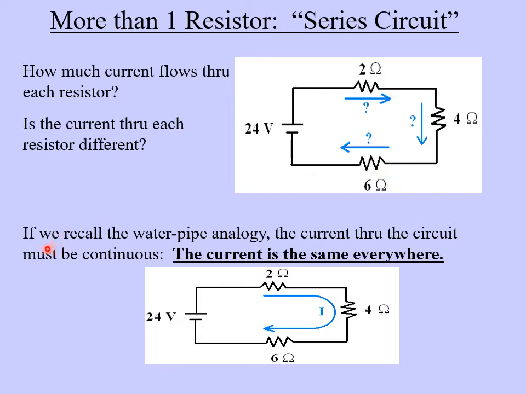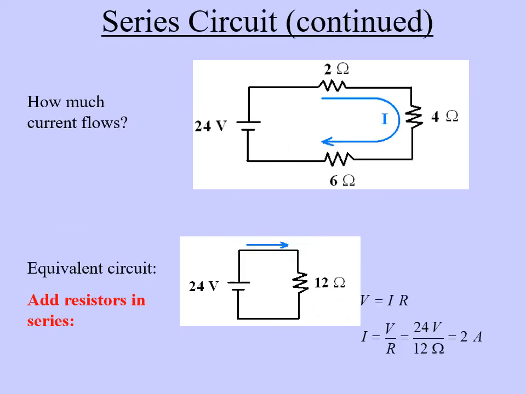Now, if we recall and think back about the water pipe analogy, the current through a circuit must be continuous, so the current is the same everywhere. In other words, this current through this resistance has to be the same as this one, which has to be the same as this one, because the same amount of current flows around and around this circuit or loop. So we can replace all these arrows with just a single arrow that represents the one current that flows through this loop. So that's our starting point.